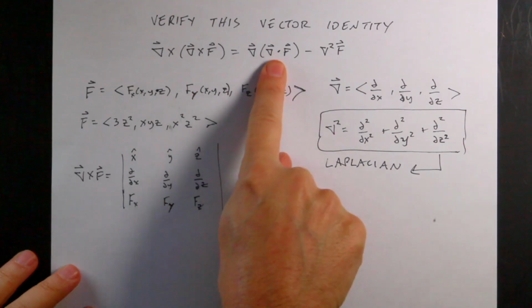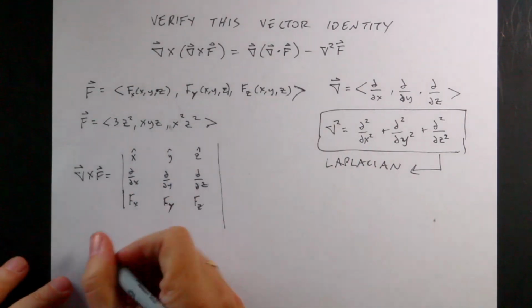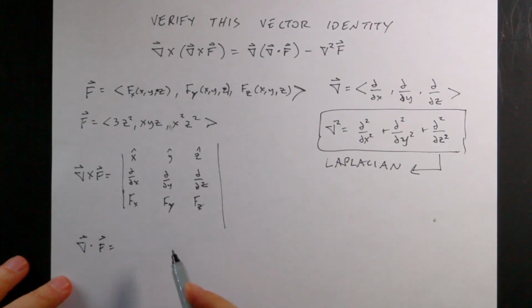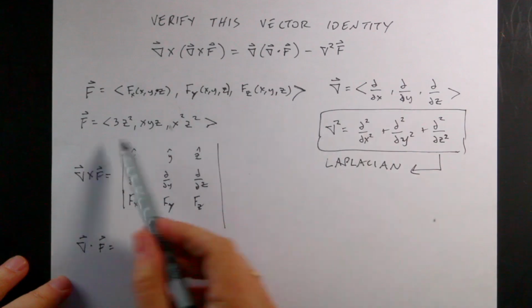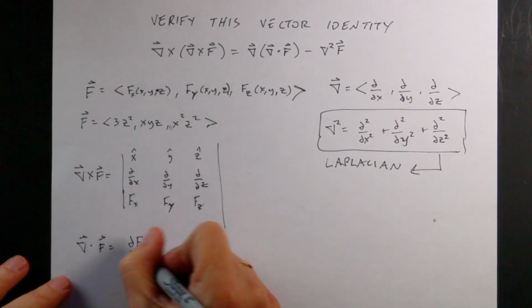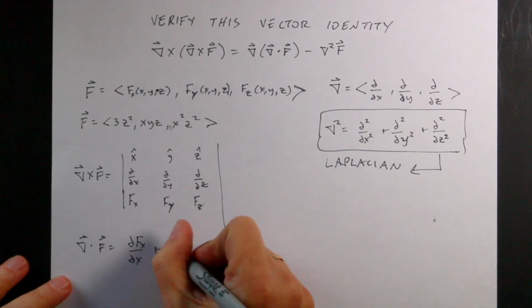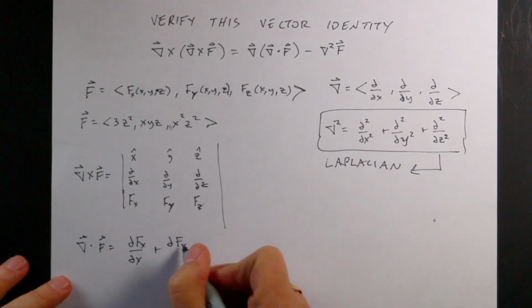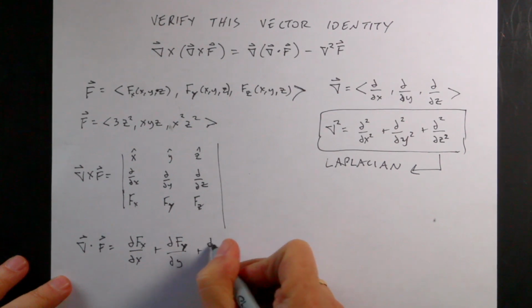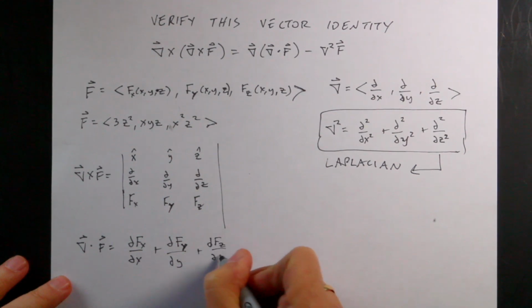Okay, now this is the divergence. The divergence is pretty simple, because if I take del dot f, it's just the dot product. If I take this vector dot that vector, I just get a scalar. I get the partial of fx with respect to x plus the partial of fy, see, I did it again, with respect to y, plus the partial of fz with respect to z. So that's that.